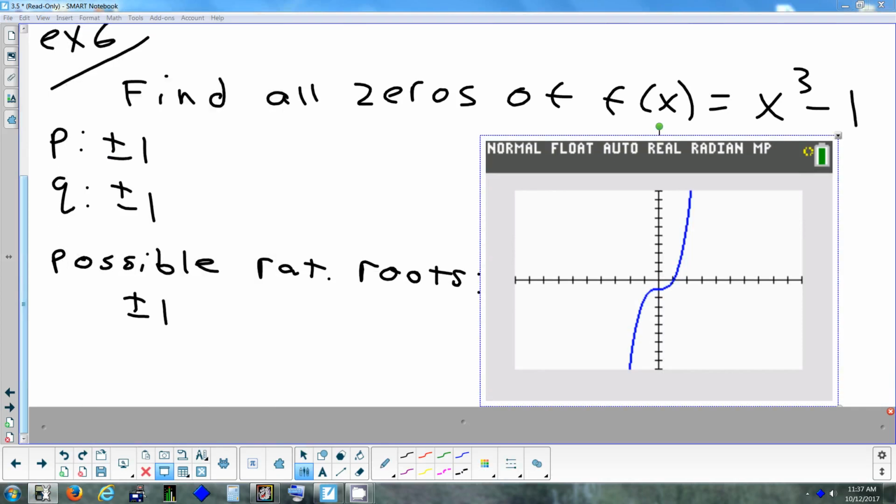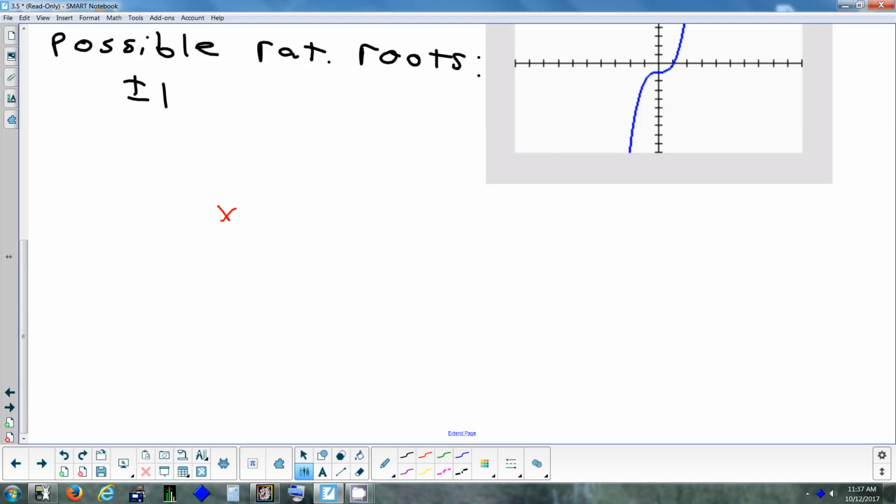What do I do now to get the other two roots? Well, what else does that mean? If 1 is a root, that means that it's also a 0. It's also an x-intercept. But what's the other thing it means? X minus 1 is a factor. X minus 1 is a factor, so we've started to factor this. Okay, so x cubed minus 1 equals x minus 1 times something else.